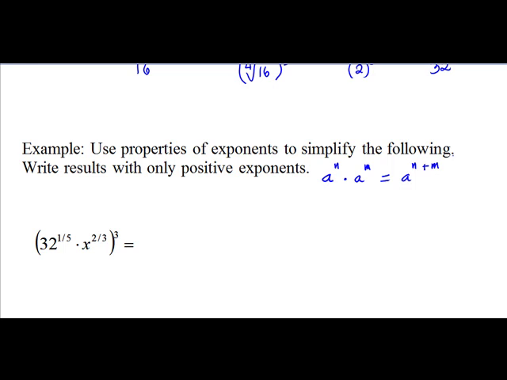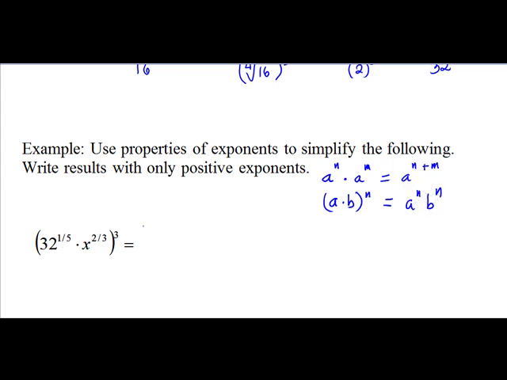So look at this column. I cannot use this property here. We also learned that if a times b to the n, where n is a real number, I can rewrite as a to the n times b to the n. I cannot use the first one because to use the first property, we make sure that the base is the same. Since the base is 32 and this base is x, I cannot use the first exponent rule. But the second rule says that if you have a times b to the n, where n is a real number, I can rewrite as a to the n times b to the n.